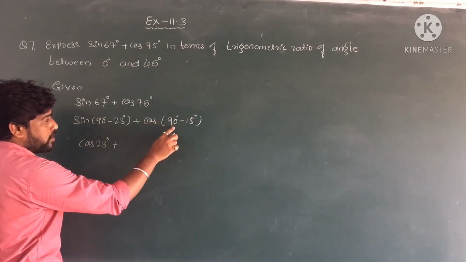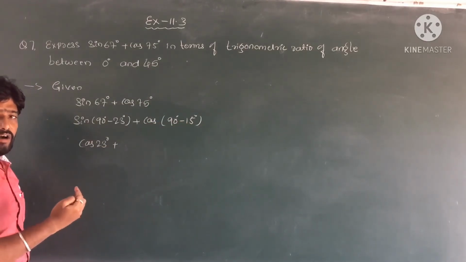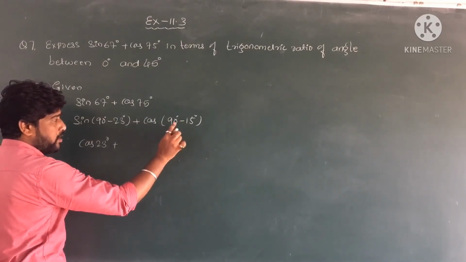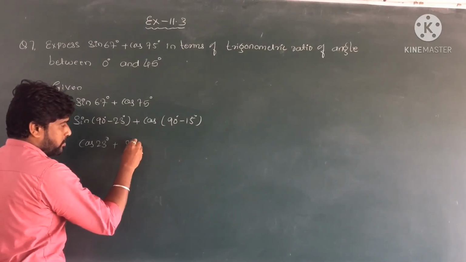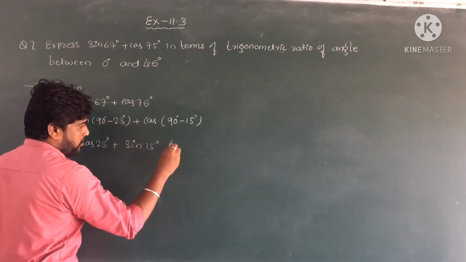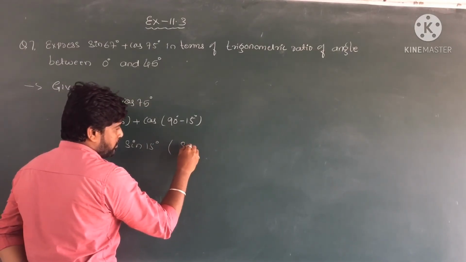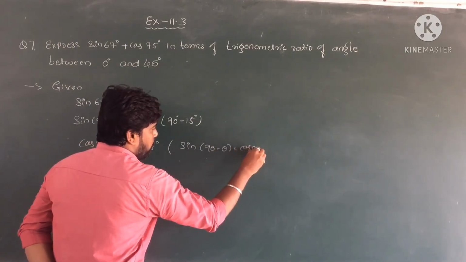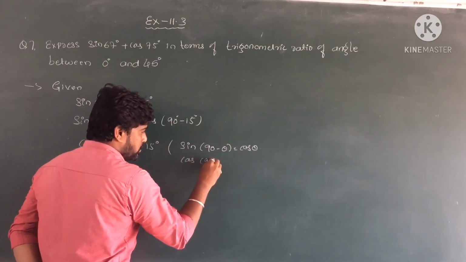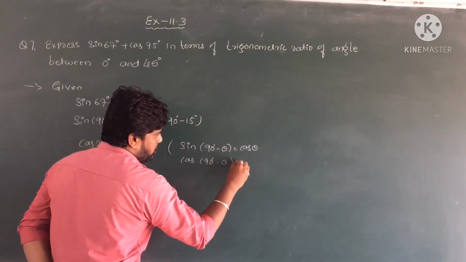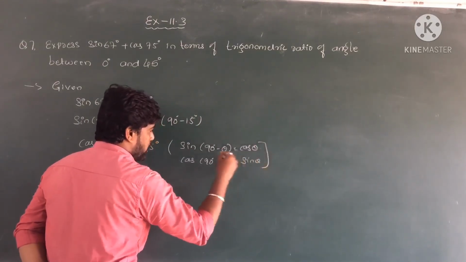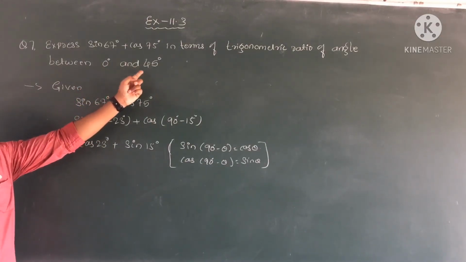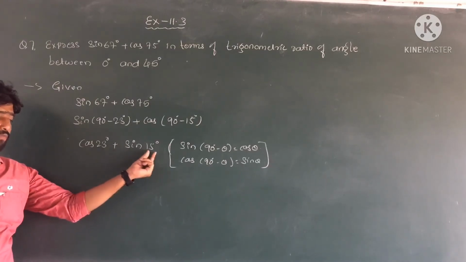Plus here also cos of (90 minus 15). We know that cos 90 minus theta is sin theta. So here cos of (90 minus 15) is sin 15. Write down your reason: sin 90 minus theta is equal to cos theta, cos 90 minus theta is equal to sin theta. Right? So here they said angle between 0 and 45. These two are between 0 and 45.